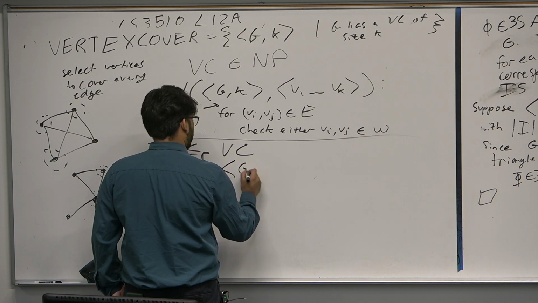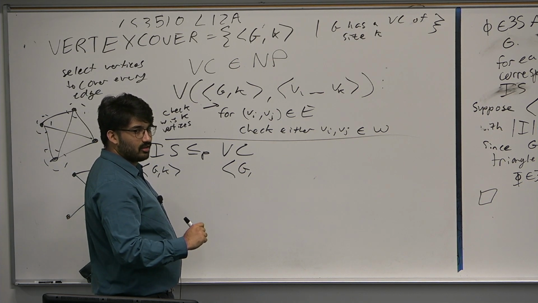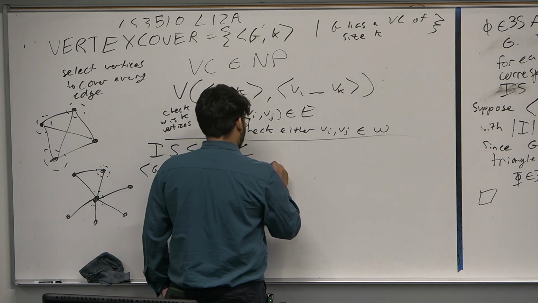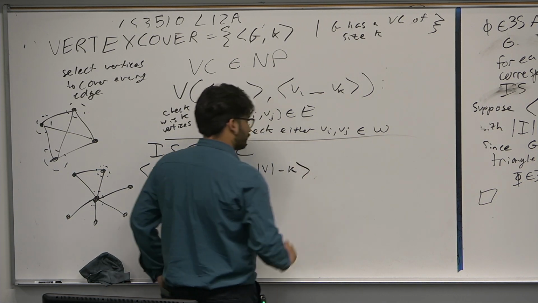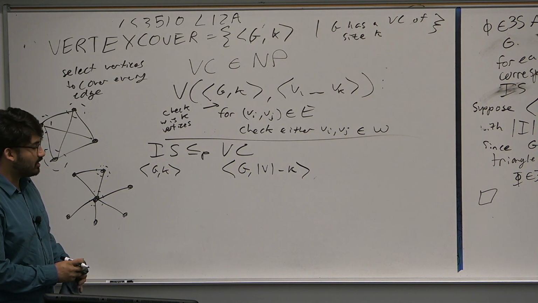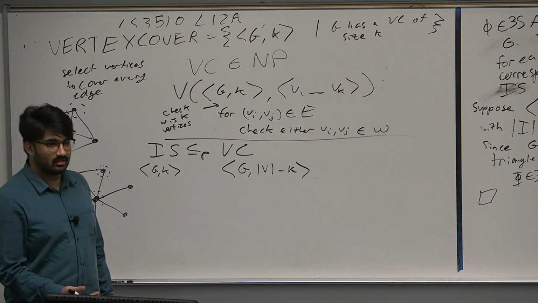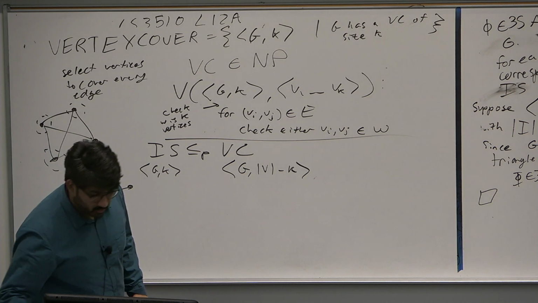This is just going to be the same graph, and then we set this to be what? The size of the independent set. V minus k. Yes. The size of the vertex cover is just going to be v minus k. If a graph has an independent set of size k, that same graph has a vertex cover of size v minus k. Let's quickly prove it.